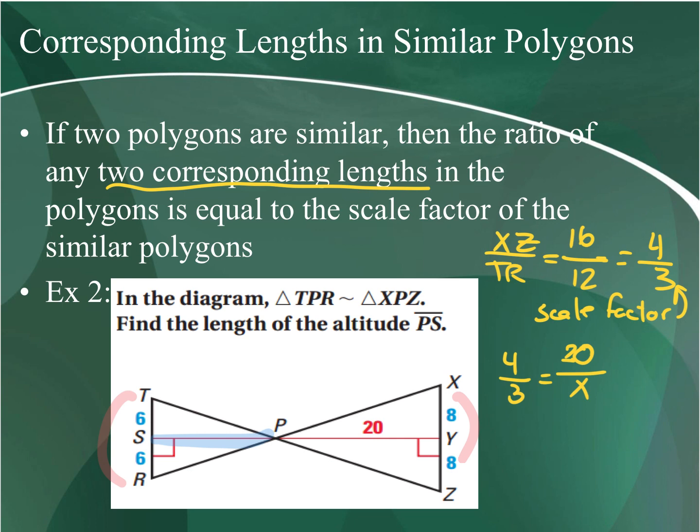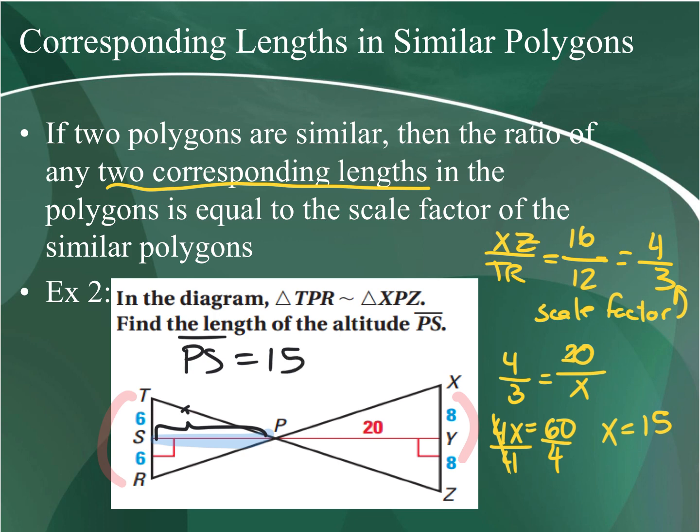Now, again, we're going to cross multiply 3 and the 20. That's going to give us 4x is equal to 60. I'm going to divide by 4 on both sides. That simplifies to x is equal to 15. Now, our x was SP. So we get that SP or PS is going to be 15 units, whatever the units are.